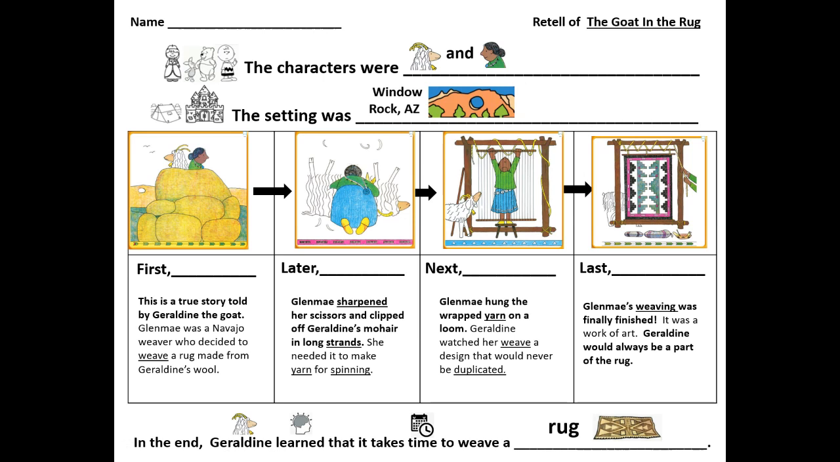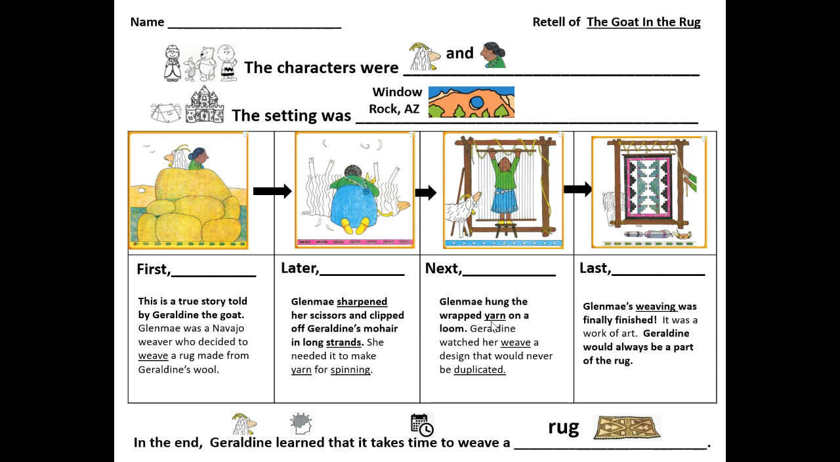So let's go back and reread our retell of The Goat in the Rug up at the top. Read it along with me and say it out loud. The characters were Geraldine and Glen May. The setting was Window Rock, Arizona. First, this is a true story by Geraldine the Goat. Glen May was a Navajo weaver who decided to weave a rug made from Geraldine's wool. Later, Glen May sharpened her scissors and clipped off Geraldine's mohair in long strands. She needed it to make yarn for spinning.